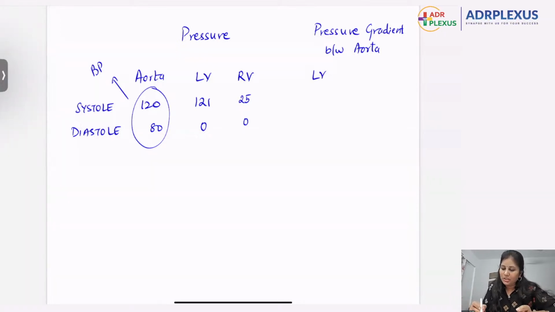What is the pressure gradient? 120 minus 121, it will be -1. Okay. And what is the pressure gradient during diastole? 80 minus 0, it is 80.